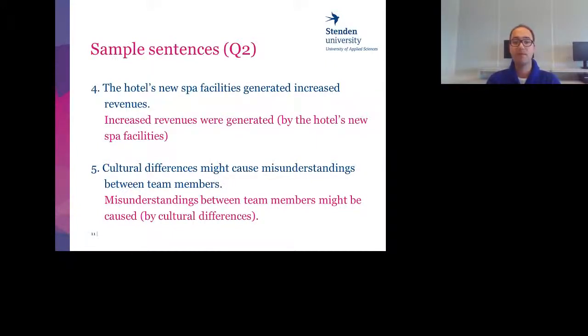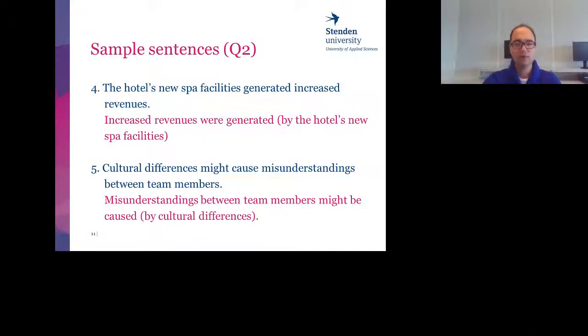Then 5, misunderstandings between team members is our new subject, as it was the direct object of the active sentence. Then we need might cause. That follows the same structure as will and can and should. So where do we put the be? Well, after might in this case. Might be plus the past participle, voltooid deelwoord, caused by cultural differences. So these are the steps you need to take in moving from active to passive.